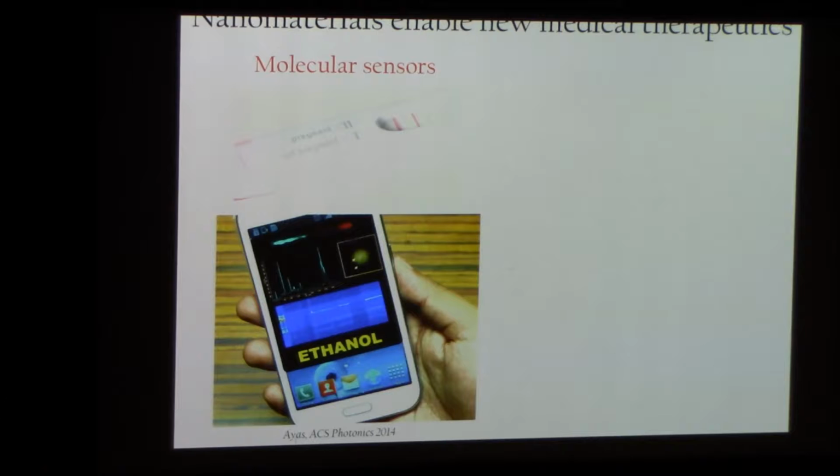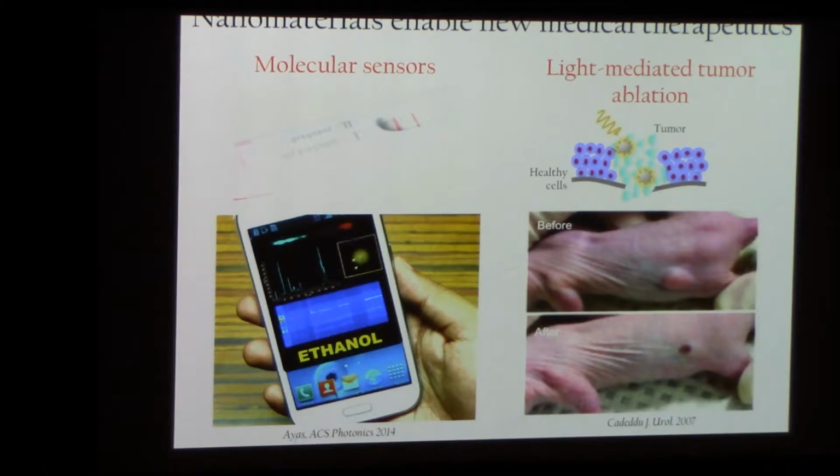One of the earliest commercial applications of nanotechnology was in home pregnancy tests. It relied on metal nanoparticles changing color when certain hormones bound to the nanoparticles. The one I want to focus on in my talk, though, is a light-mediated cancer treatment. So how nanoparticles plus light can help in ablating various tumors.